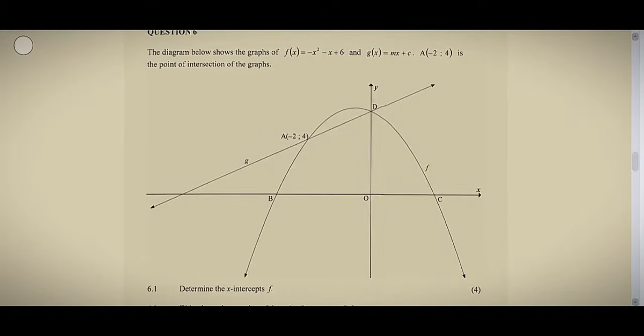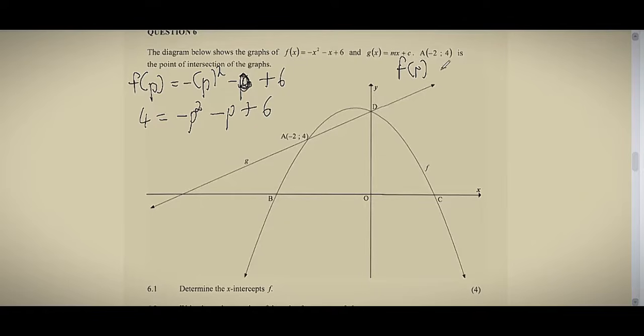That means we can simply say if we have f of p, then wherever I have x, I must substitute p, right? Wherever I have x, I must substitute p. Then this is equal to 4. So this will give me negative p squared minus p plus 6, right? But then again, f of r. So where there is x, now I substitute r. And then this should also give me 4.